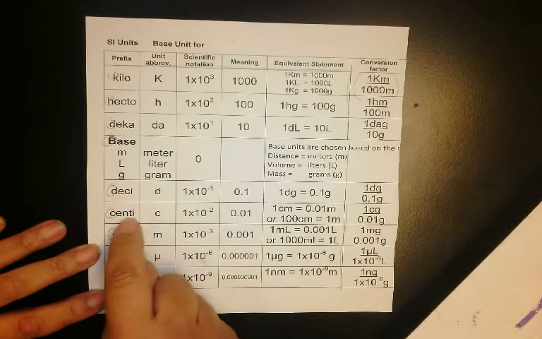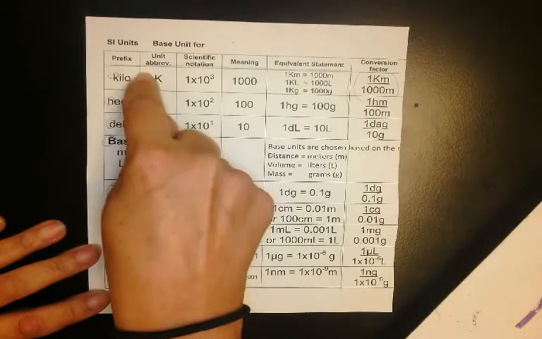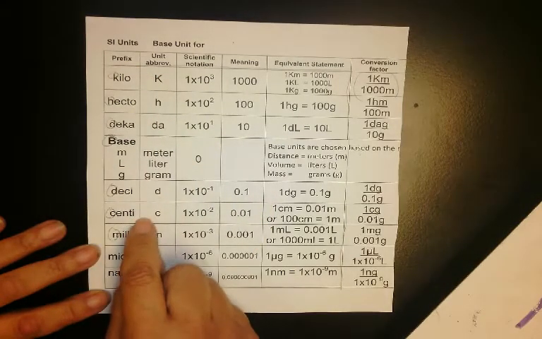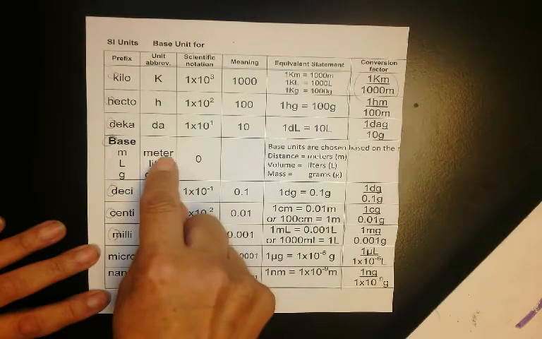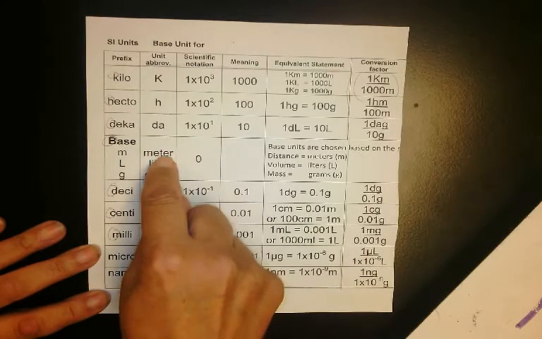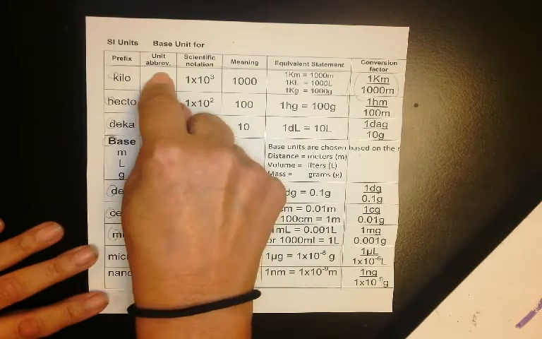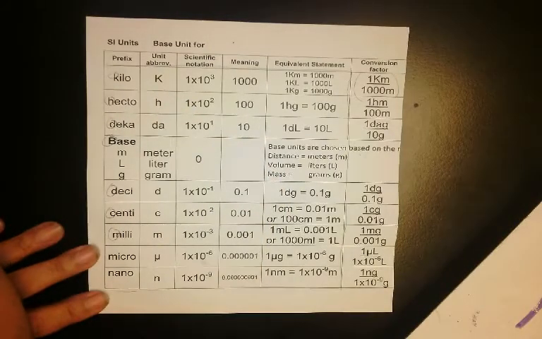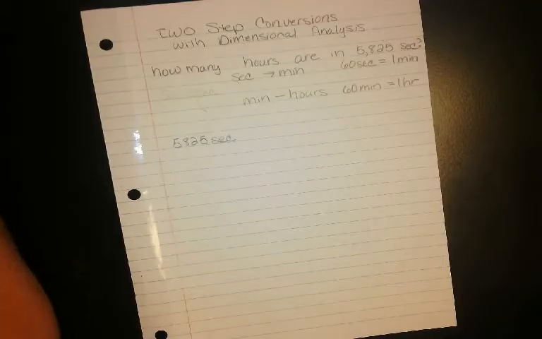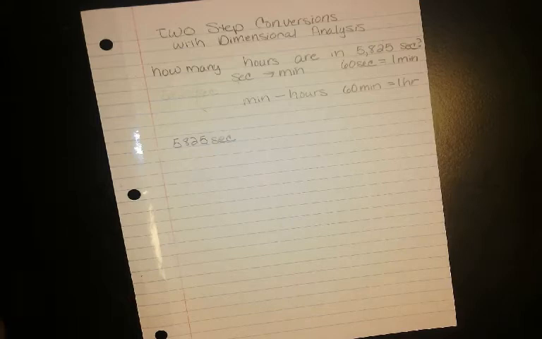But what if I want to go from centigrams to kilograms? Everything needs to be converted to your base first, be it meters, liters, or grams, and then convert it to your next prefix. So I'm going to show you how to do that, and there is a stepwise path that I want you to write down, so take notes. So two-step conversions with dimensional analysis. Although there's two steps to convert, we are going to do this in one equation or one set of conversions.